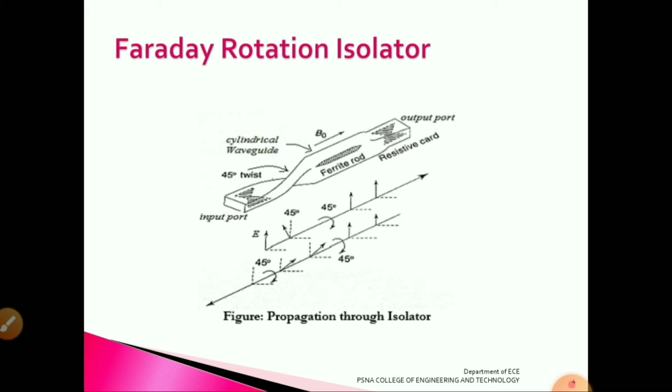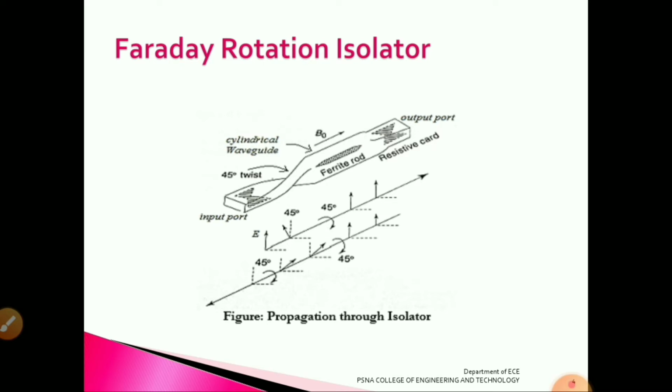Now, as per the construction of the Faraday rotation isolator, when we pass from the input side to the output side, we have a rectangular to circular waveguide cross section. In between the rectangular and the circular waveguide, we can see a 45-degree twist. Then in the circular waveguide, we have a ferrite rod. This ferrite rod is providing a 45-degree rotation.